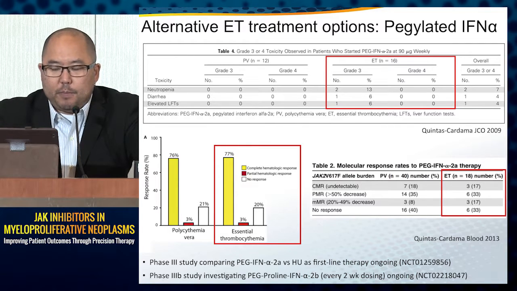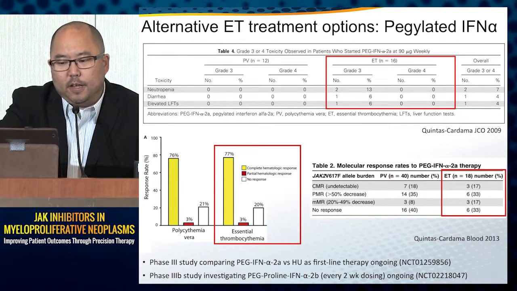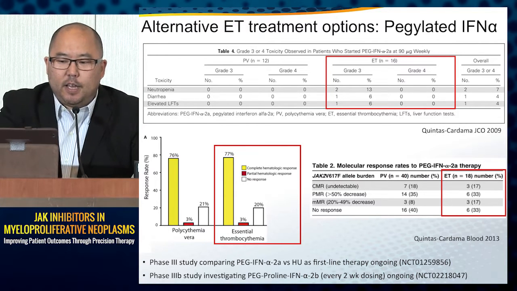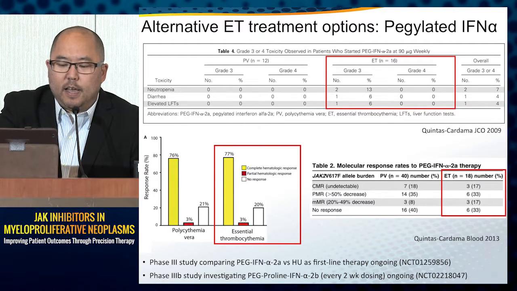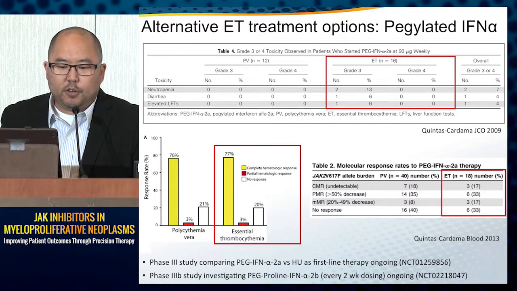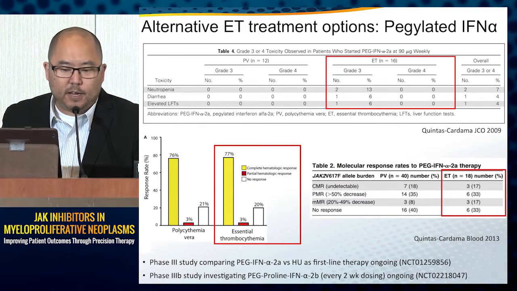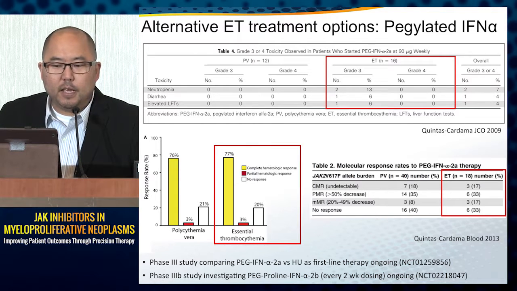Okay, so we'll talk briefly about interferon. So pegylated interferon, as covered in detail by Dr. Silver yesterday, is definitely an option for the different myeloproliferative diseases, and specifically in ET, through a couple of different studies, has shown activity both in terms of a hematologic response. So on the left here, you can see that about 3/4 of the patients with ET treated with pegylated interferon actually had a complete hematologic response.